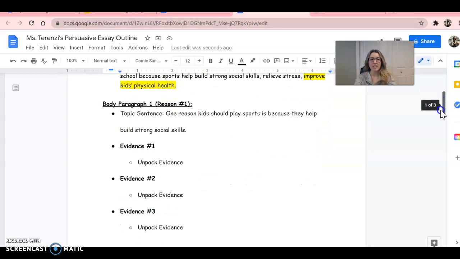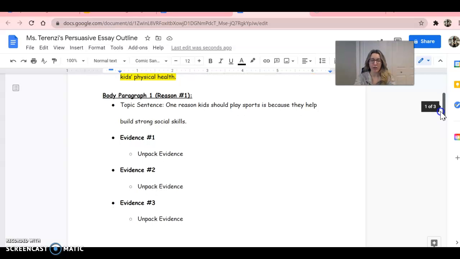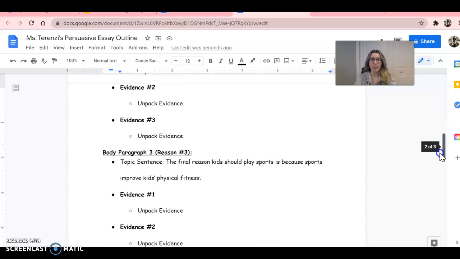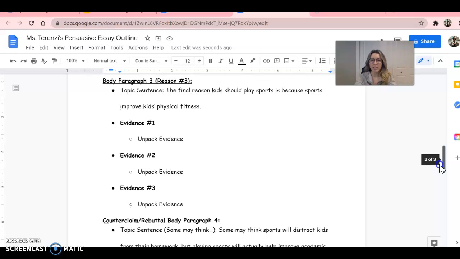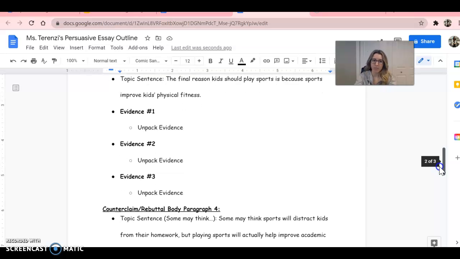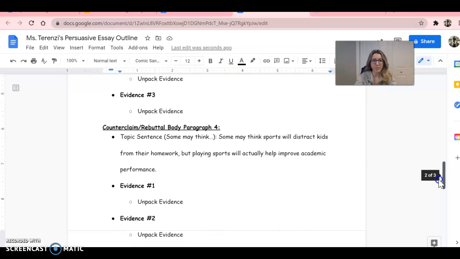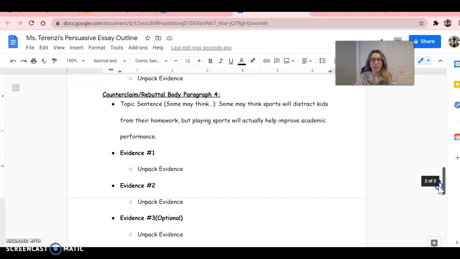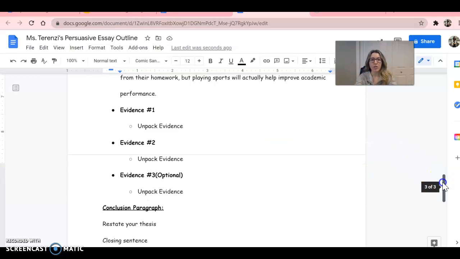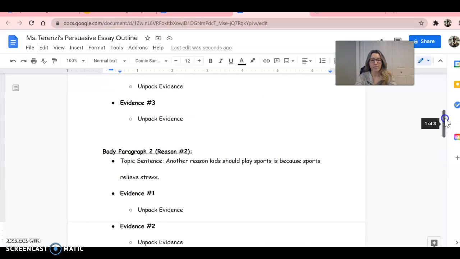Then you're going to come up with a topic sentence for each of your body paragraphs. One reason, another reason, the final reason, or finally, thirdly, however you want to write it. Then you are going to come up with a topic sentence for your counterclaim, which is going to be some may think, but in all actuality, or but this is not true because, and so on, okay? So those are your goals for today, all right?